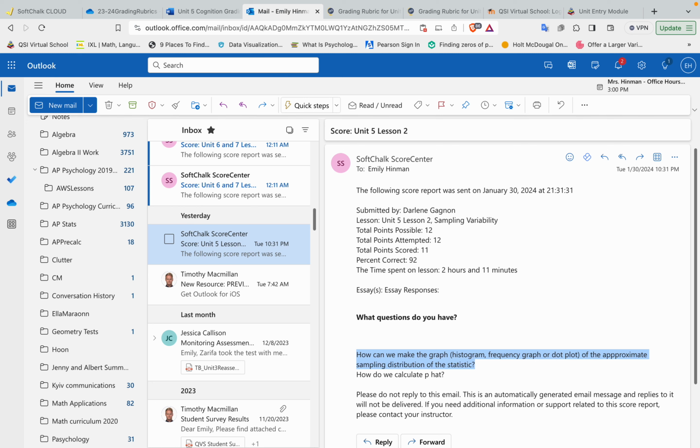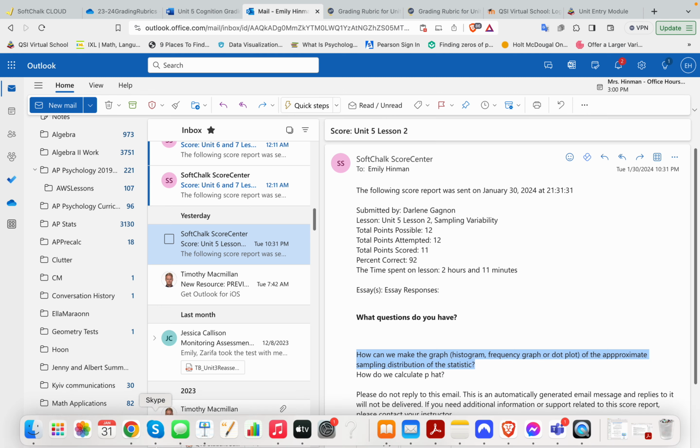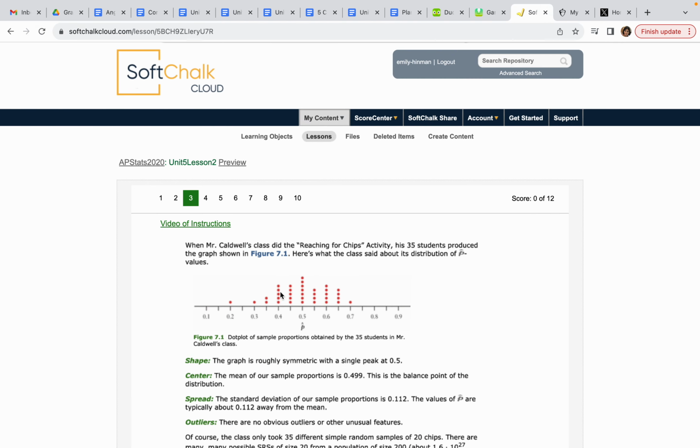Right, so I'm looking, you were working on 5.2 on sampling variability, and you asked these two questions: how can I make a graph of the sampling distribution, and how can I calculate p hat? So on this graph, I recommend watching this video on Unit 3, but to make this graph, you just have to do a whole bunch of samples, right?